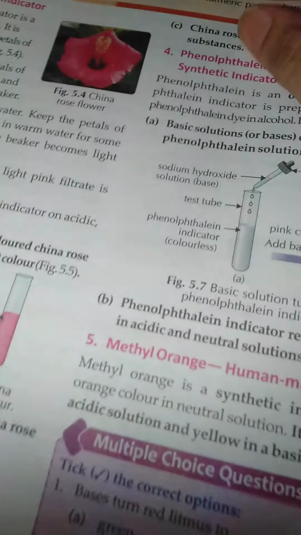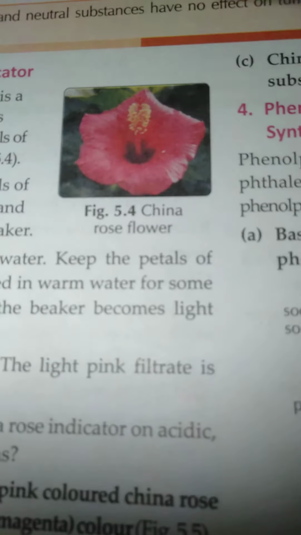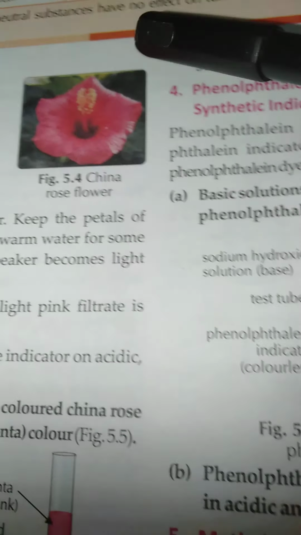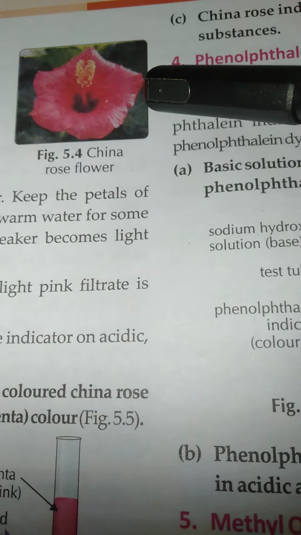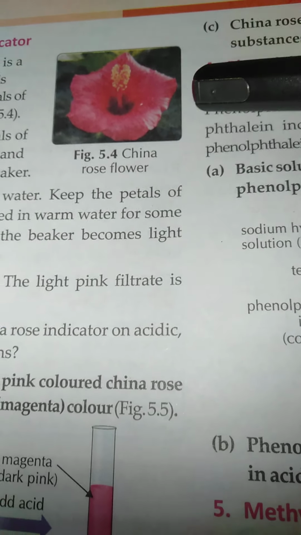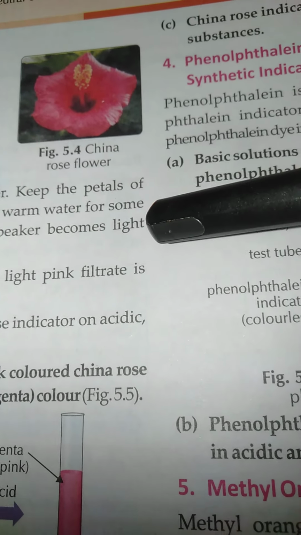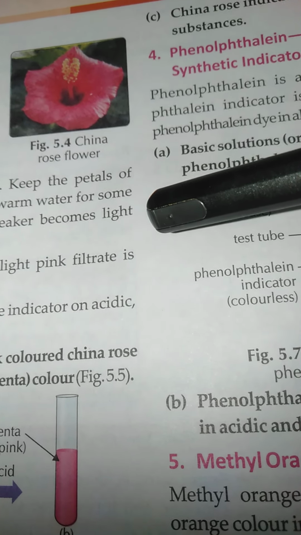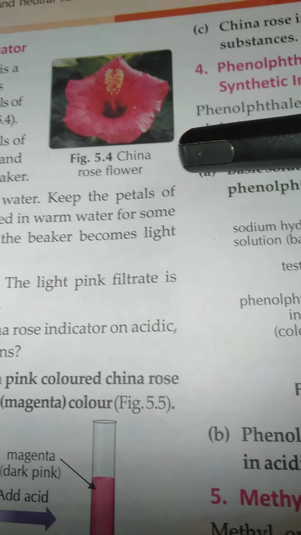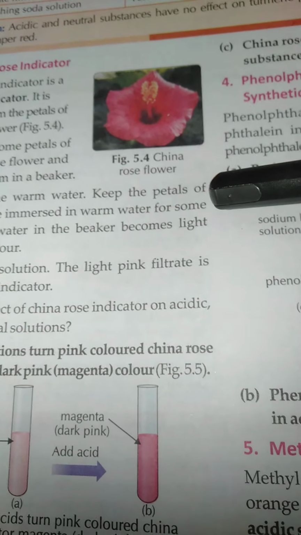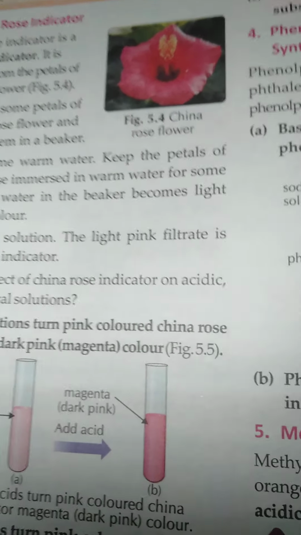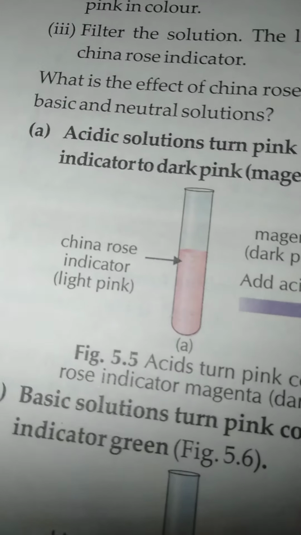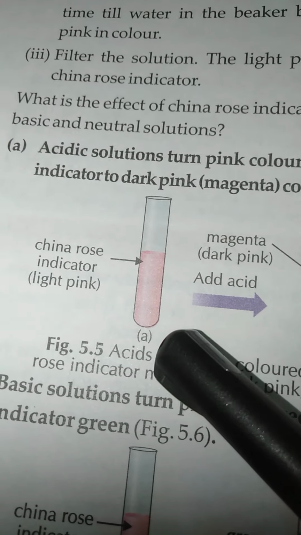And this third one is the China rose indicator. This is easily available. You can collect some petals of China rose flower and place them in a beaker. Add some warm water. Keep the petals of China rose immersed in warm water for some time till the water in the beaker becomes light pink in color. Filter the solution. The light pink filtrate is China rose indicator. See here, this is China rose indicator.